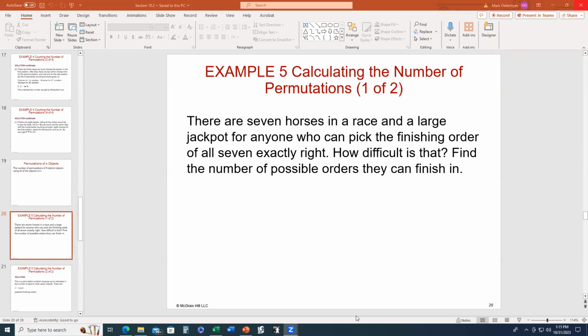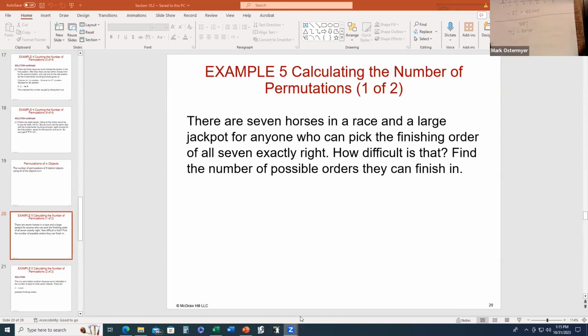I got 540. I think I do. All right. You got 5,040? Yes. There's 5,040 different ways, ladies and gentlemen, of having these 7 horses finish in a specific order from first place to 7th place.